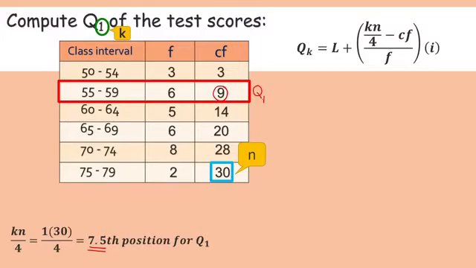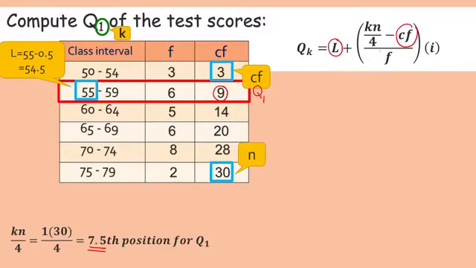So what is the value of L? 54.5, sir. You will get 54.5 by simply using 55 there, the lower limit, subtracting 0.5 to get the lower boundary. That's 54.5. What about the CF? What's the value of the CF? 3, sir. The value of CF is 3. What about the value of F? 6. That's totally right. So what about the value of I? 5, sir. Okay, that's correct.